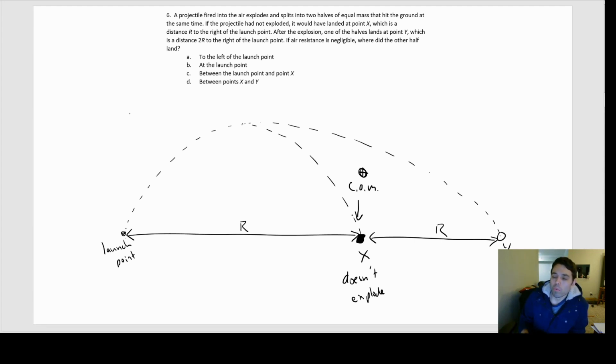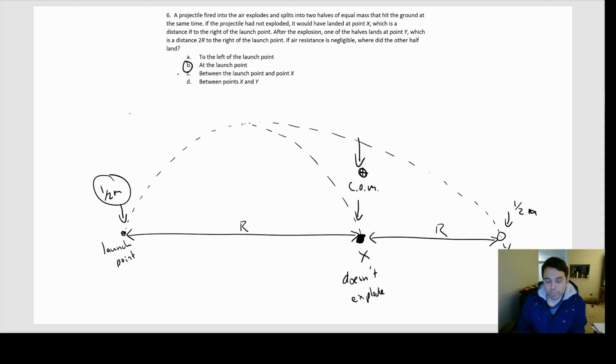If I've got half the mass at point Y, which is 2r away, the other half of the mass has to be here at the launch point. If half the mass is at the launch point and half the mass is at point Y, where's the center of mass? It's still in the middle where it needs to be, at point X. Right in the middle. That's why the answer is launch point B. That's where the other half of the projectile has to land. Kind of a weird problem, but hopefully that makes sense.